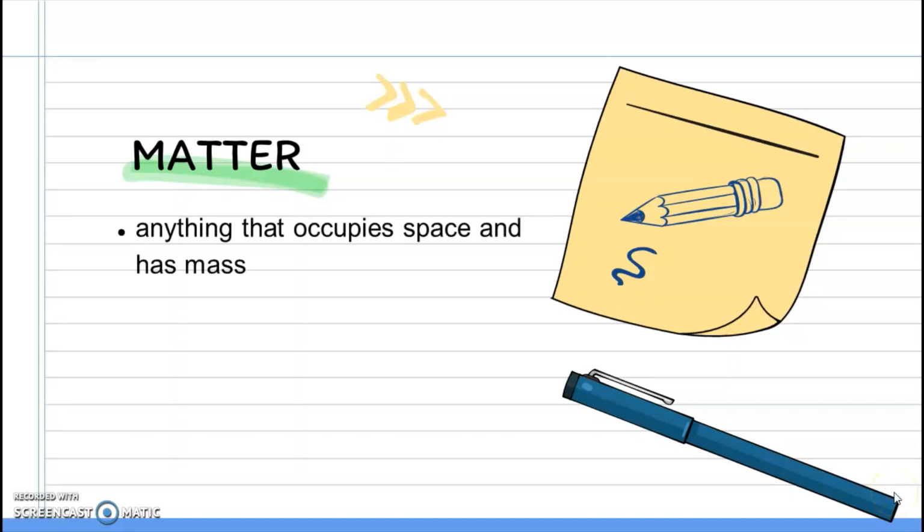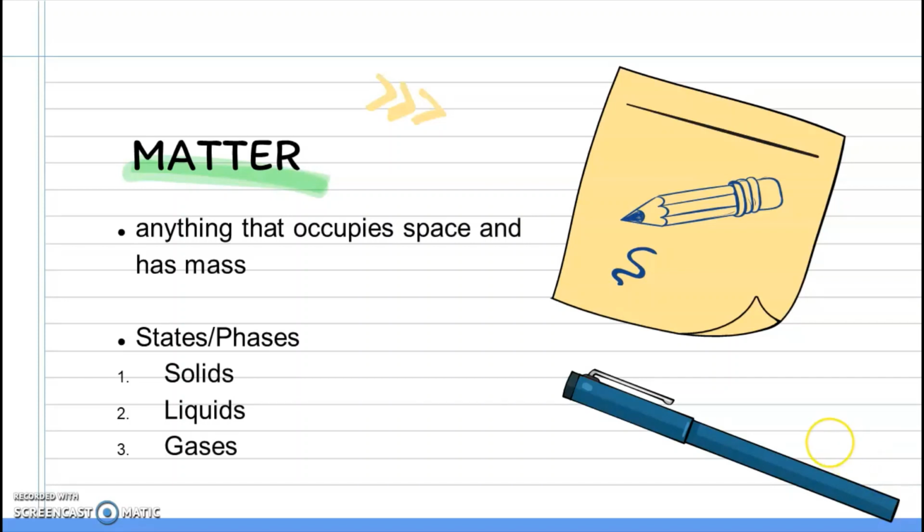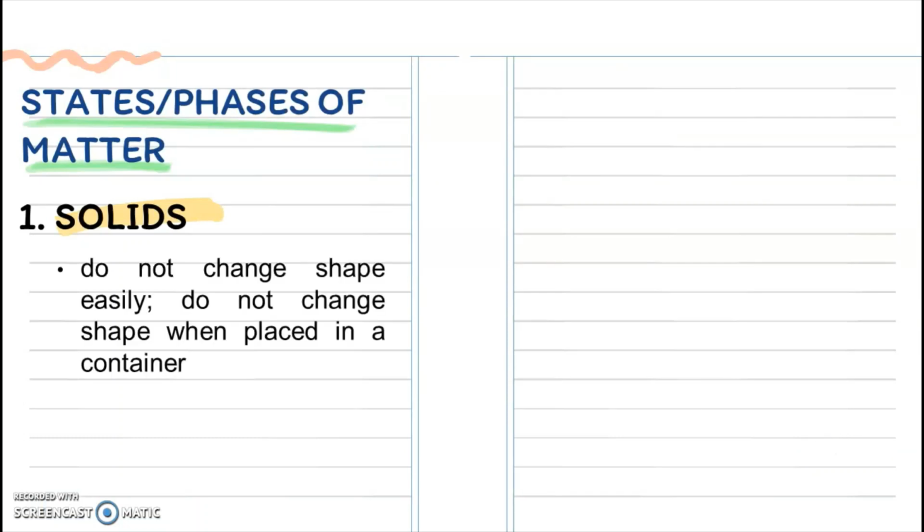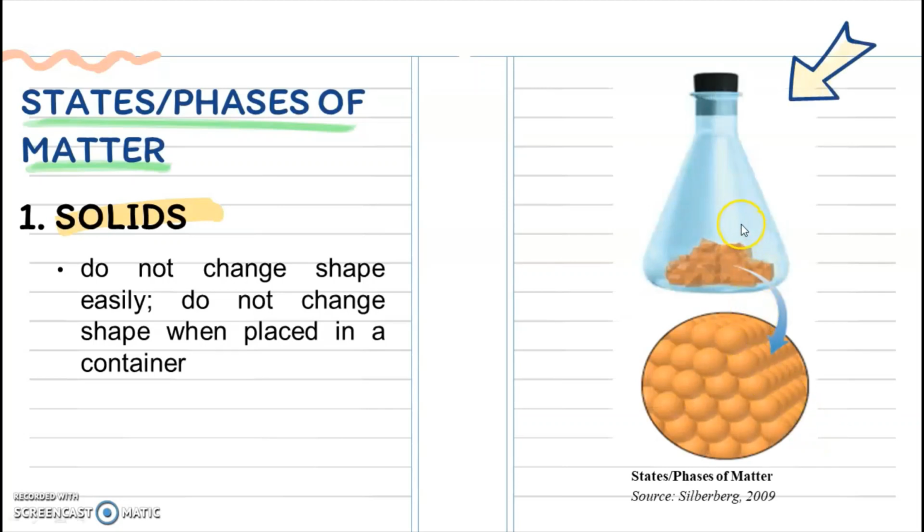Matter is anything that occupies space and has mass. It has three states or phases, which are solids, liquids, and gases. So, iisa-isahin natin yan, starting with solids. Solids do not change shape easily, and they do not change shape when placed in a container. So, for example, here in this picture, we have a block of wood placed in a container.